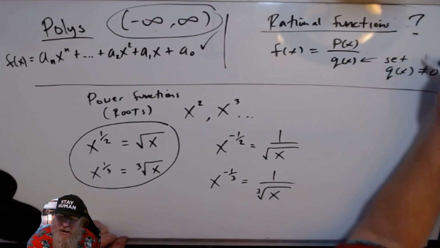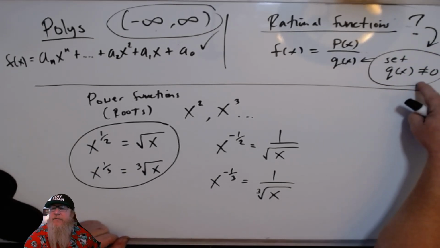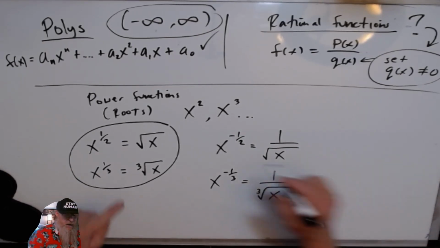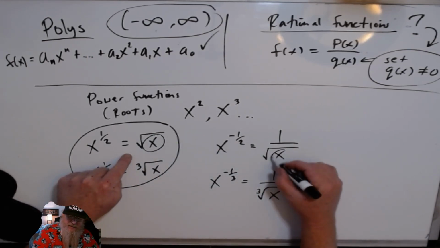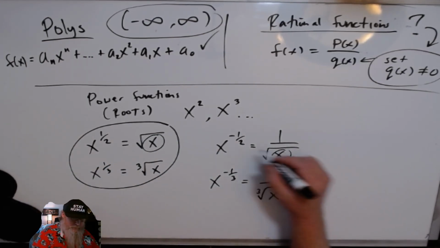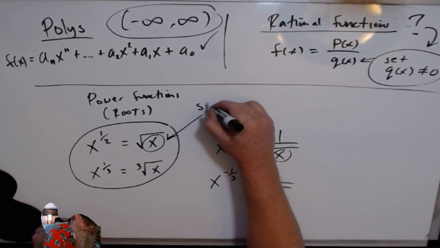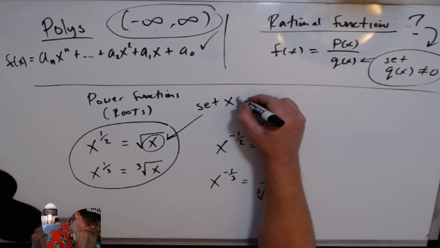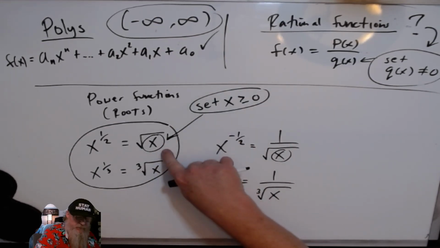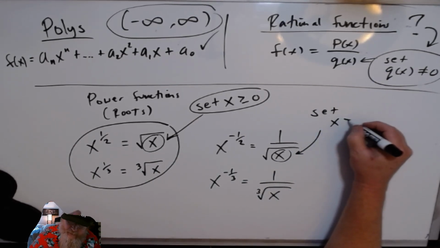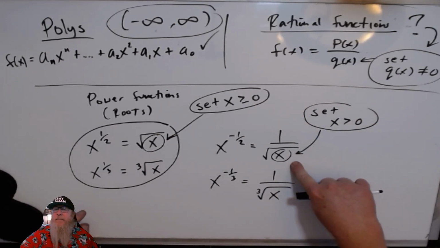Rational functions, you have to take them on a case-by-case basis. You have to set the denominator equal to 0. For these power functions, you set the inside greater than or equal to 0. Unless it's in the denominator. If it was in the denominator, you would just set it greater than 0. Yeah.